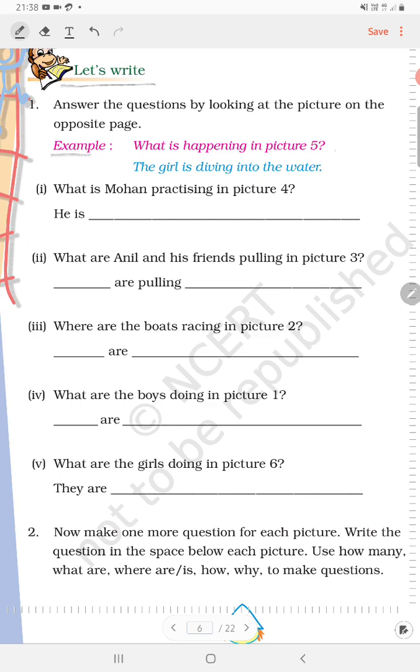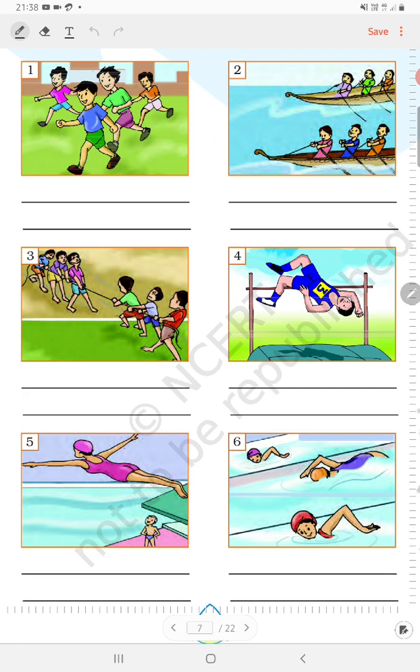What is happening in picture 5? The girl is diving into the water. Okay, the girl is diving into the water. Let's see picture 5. Here, this is picture 5. What is happening in picture 5 here? The girl is diving into the water. We have to write. The girl is diving into the water. Okay, good.